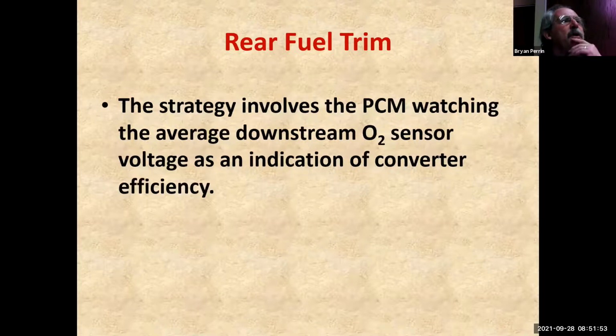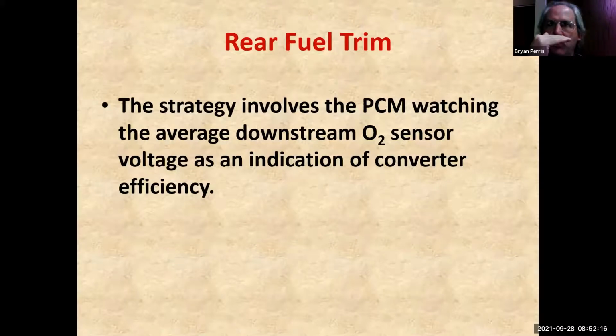So the strategy involves the PCM watching the average downstream O2 sensor voltage, which is indicated by converter efficiency. So we know if my converter is a net user of oxygen, my rear O2 sensor voltage should be at a certain level, somewhere between 650 and 800 millivolts. If I precisely adjust that and say, I want it to run at 760 millivolts, now I could increase fuel or take away fuel to maintain that rear sensor voltage of 760 millivolts. And at 760 millivolts, my car's running clean and I don't have any NOx coming out the tailpipe.